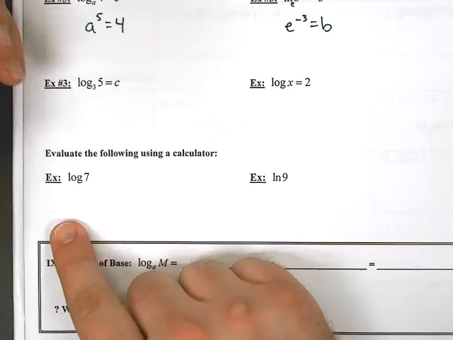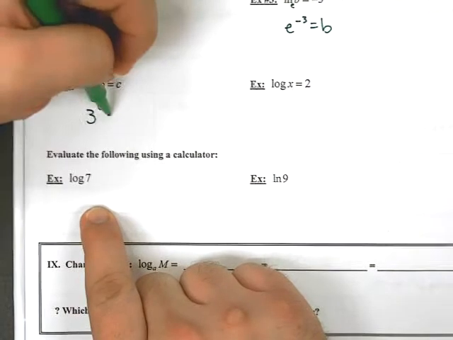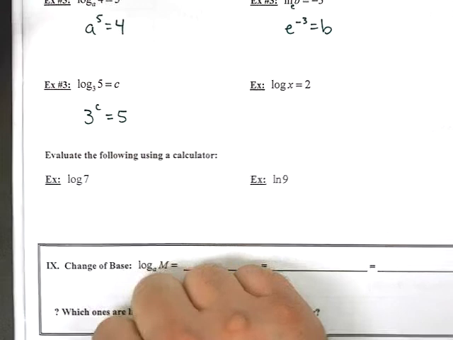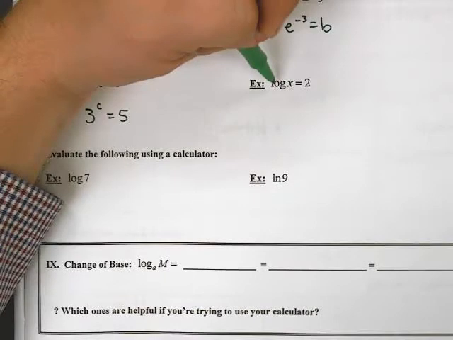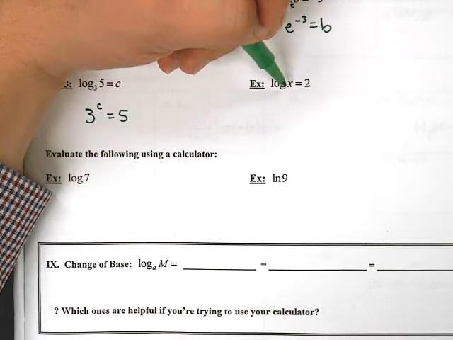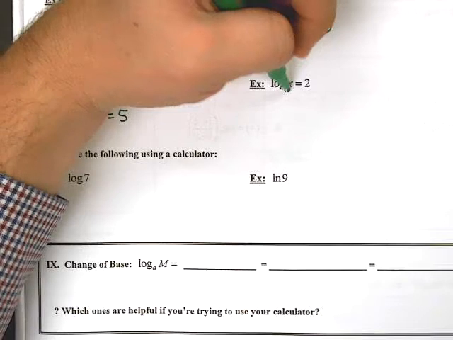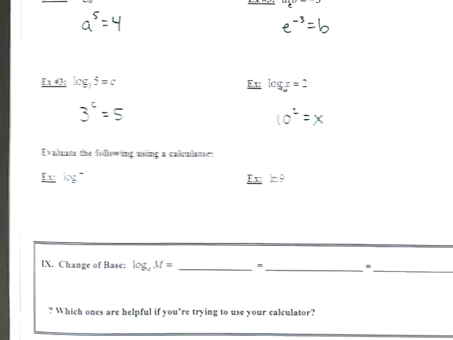All right, we keep moving. Let's see here. Oh, this is another nice one. 3 to the power of c is equal to 5. Again, use your log circle if you need to. And lastly, here's the common logarithm, right? I don't see a base, which means the base is 10. 10 to the second power equals x.